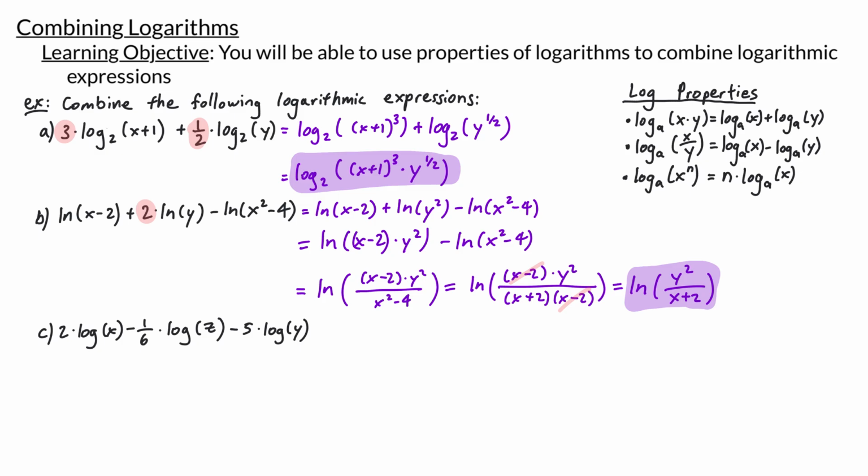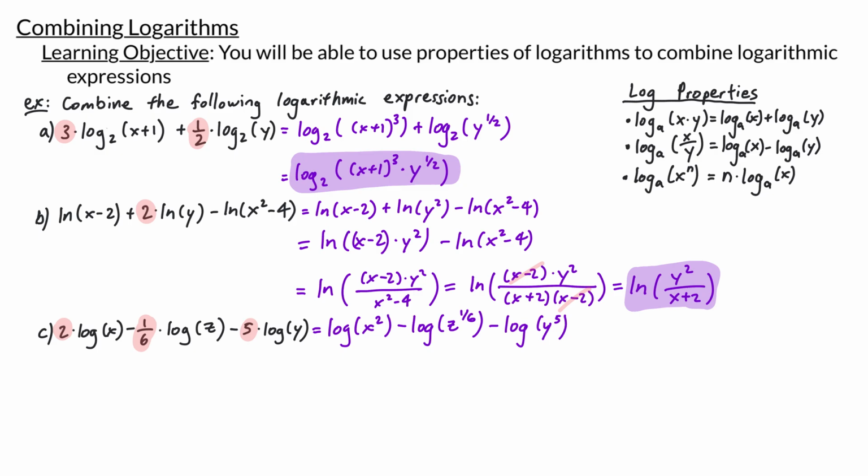So just like before, we're going to take any multiples in front of the logarithms and bring them in as exponents. So the 2, the 1/6, and the 5 can all be brought inside as exponents. This is going to give us log of x squared minus log of z to the 1/6, and then lastly we have minus log of y to the 5th.